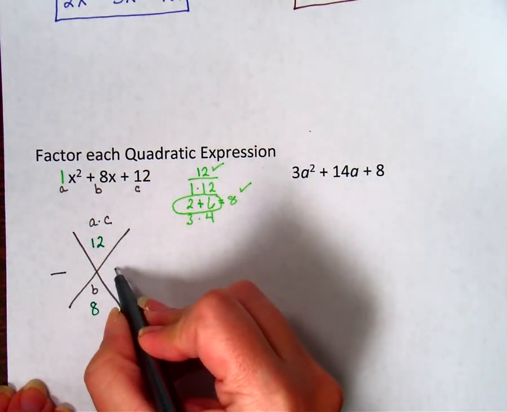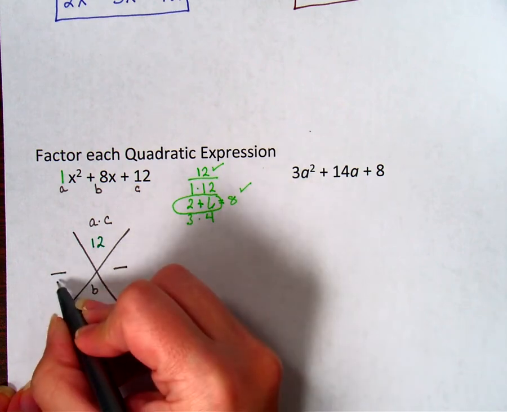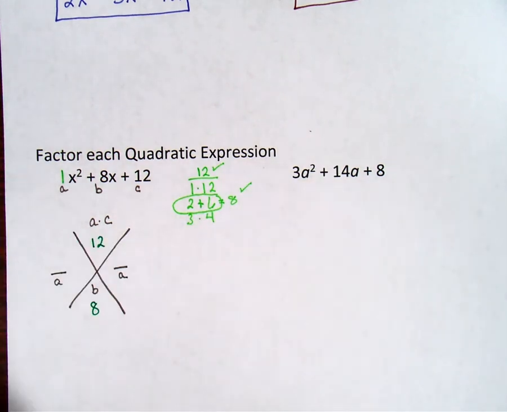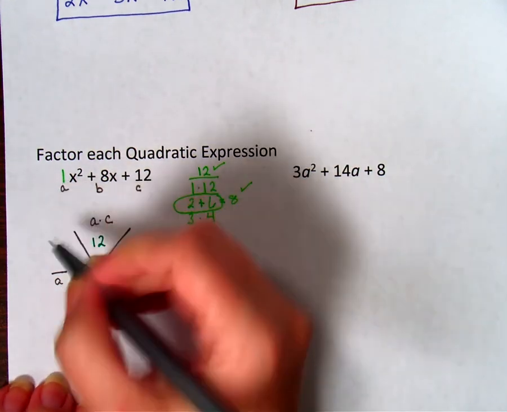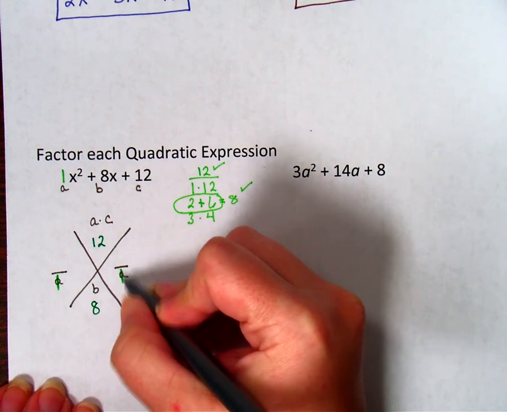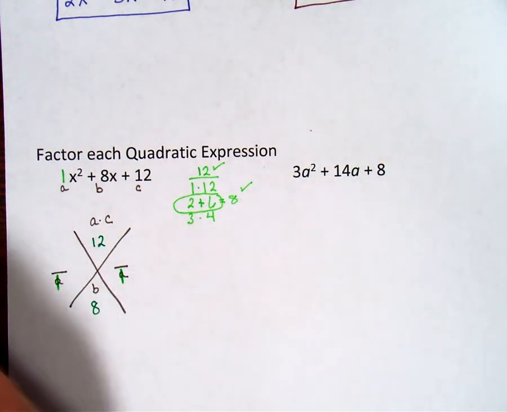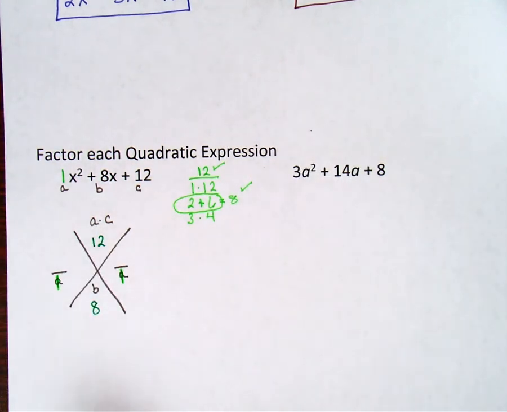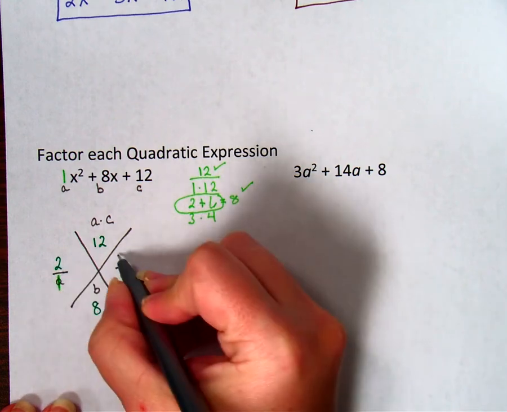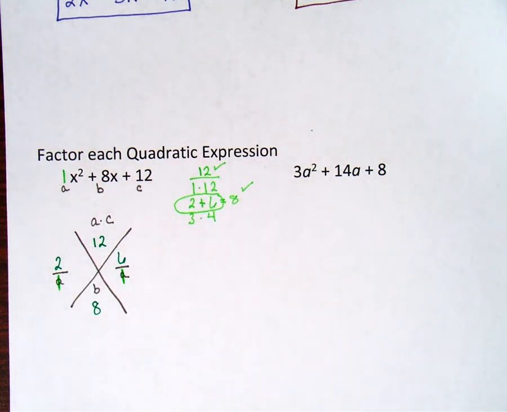So then what we do on the sides over here is underneath our fraction, we put the value of a, which in this one is pretty simple because a is just 1. So I'm going to put a 1 there, and I'm going to put a 1 there. Okay? And then on the top, we put the two numbers that we found, my positive 2 and my positive 6. If those can reduce, we go ahead and reduce them. Really, it's just 2 over 1 and 6 over 1.